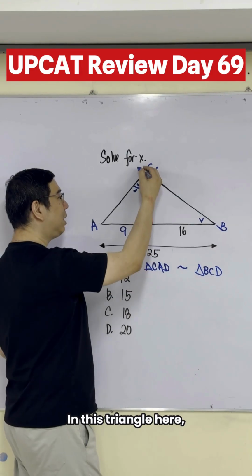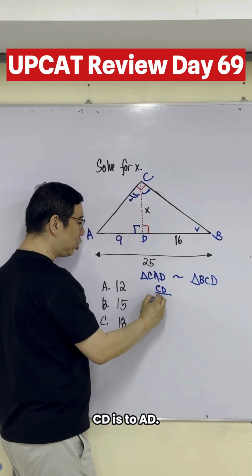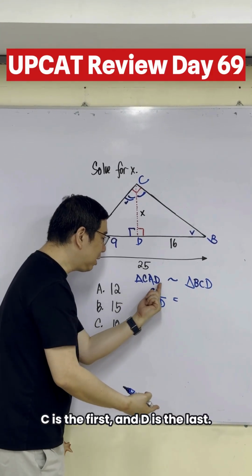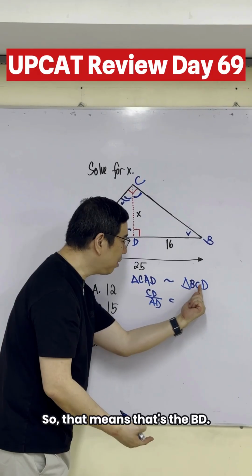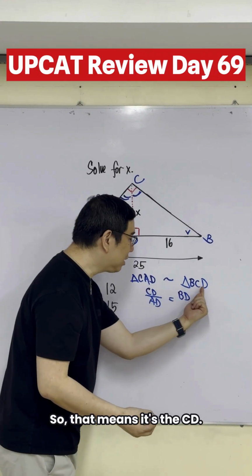In this triangle here, we have the CD and the AD. So pwede natin sabihin, CD is to AD. C yung first, D yung last. So that means that is your BD, right? AD yung second, tsaka yung third. So that means it's your CD.